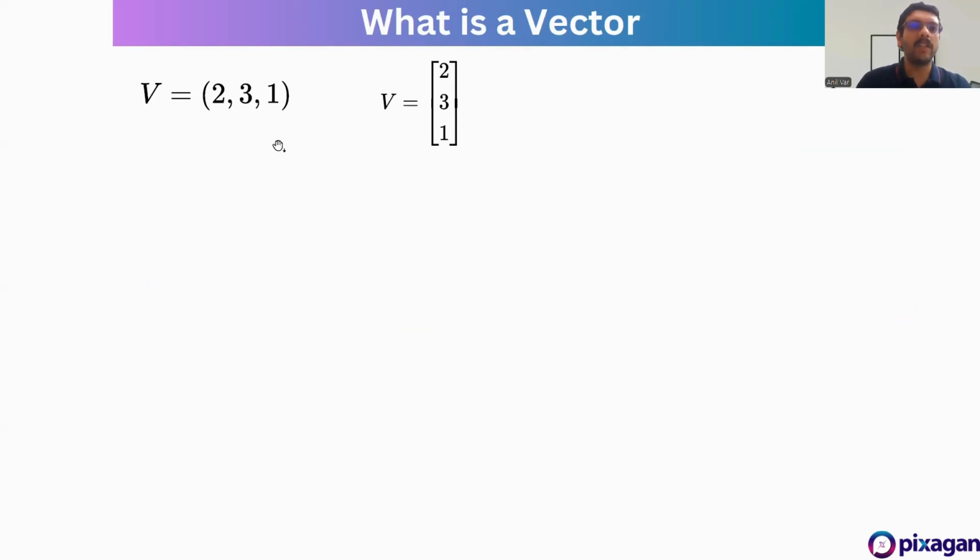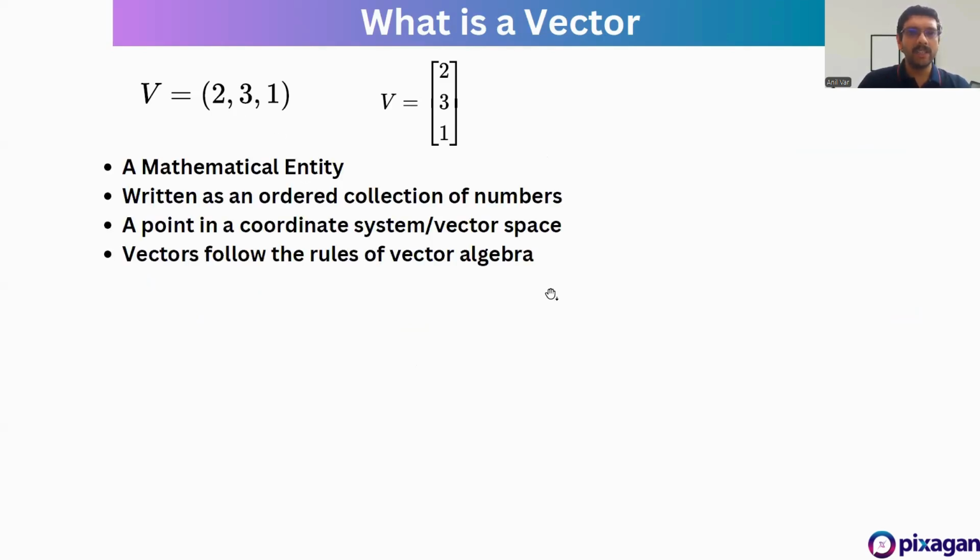What you see here are examples of a vector. They're the same vector written in two different forms. A vector is a mathematical entity which can be represented as a collection of numbers. Each of these is called an element of the vector. These vectors represent, in this case, a mathematical entity, and in a more general context, the state of a system, and they're designed to follow the rules of vector algebra.